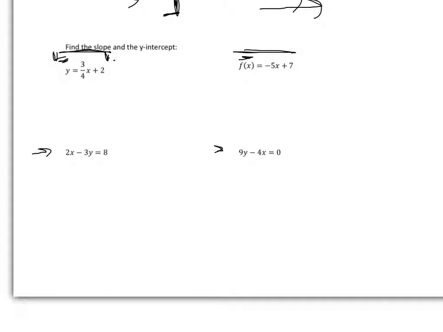Here the f of x, which is really our new y, is isolated and solved for. So up here, when we're looking for the slope and the y-intercept, the slope is always associated with the x. So slope, m equals 3/4. Okay, and then this number is the y-coordinate of our y-intercept. So our y-intercept is 0, 2.